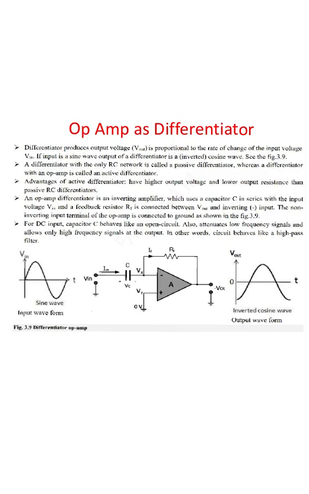For DC input, the capacitor C behaves like an open circuit, and it also attenuates low frequency signals and allows only high frequency signals at the output. In other words, the circuit behaves like a high pass filter. You can see in the diagram, a sine wave input is given, and the output you are getting is a cosine wave. We are using a capacitor as well as the feedback resistor here.